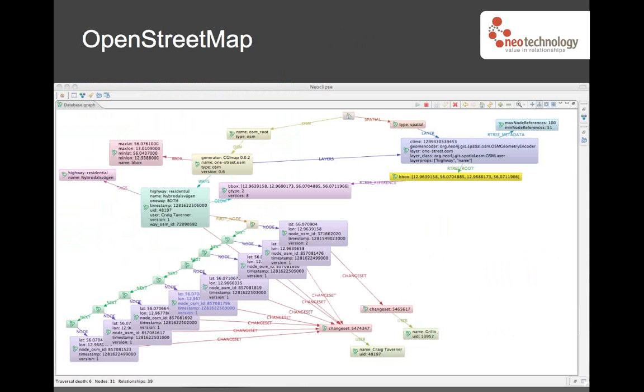A typical geographical structure that we have been working with a lot is OpenStreetMap. It is a good example of an interlinked graph that you have here in the left version. There's a street here where you have a number of nodes that are inserted by two users here, Grillo and Craig Taverner, and then you have change sets here that constitute these things.